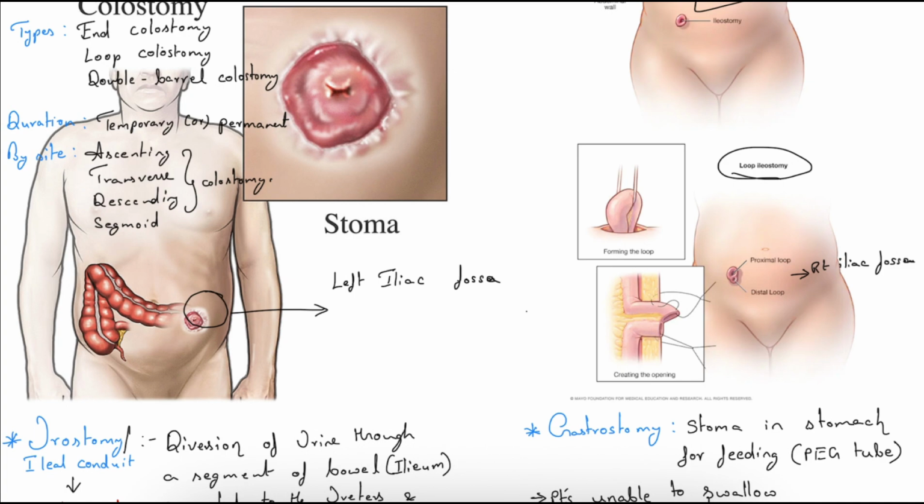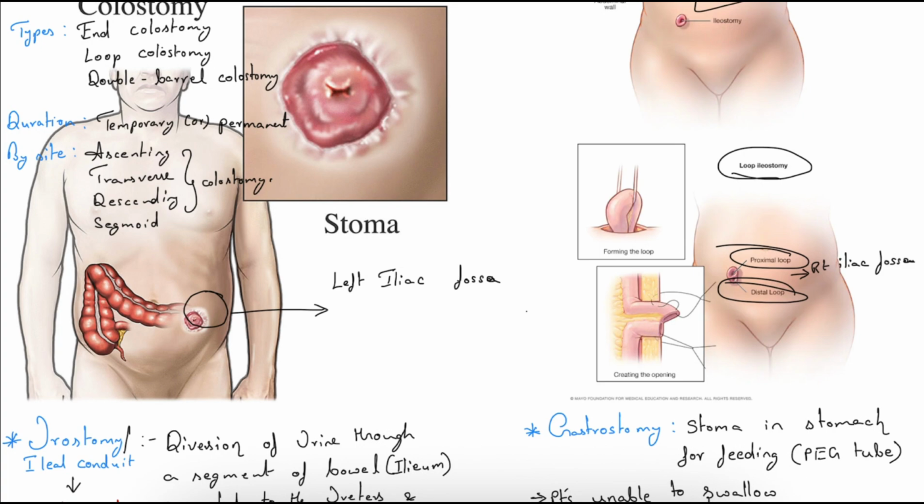In this, a loop of ileum is brought out and opened partially, and it has a proximal loop and a distal loop. It is used to protect the anastomosis. Next we can see another one, that is double barrel ileostomy. I will show this image when we are discussing the viva based questions. At that time I will show that picture properly. Okay, so double barrel ileostomy.